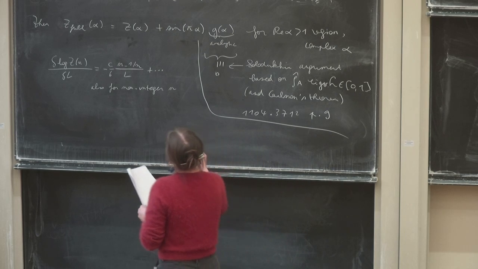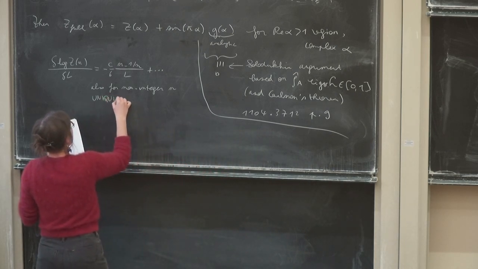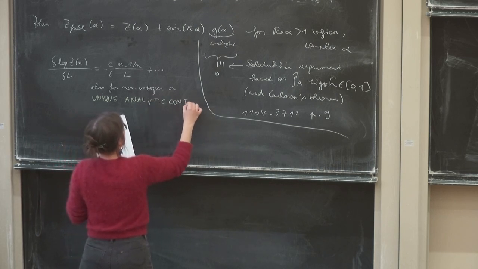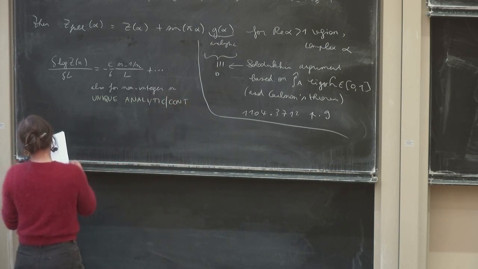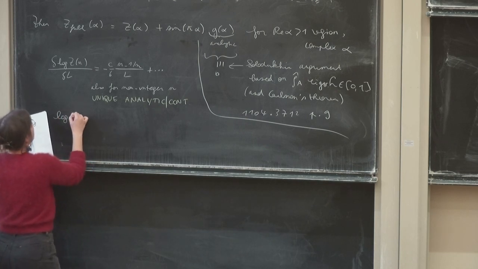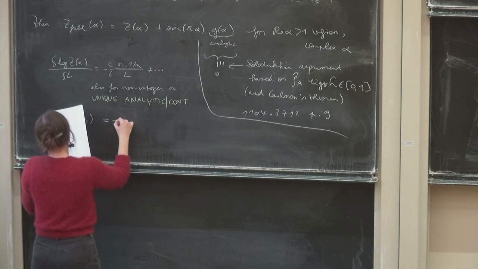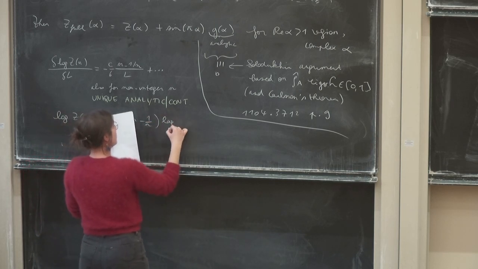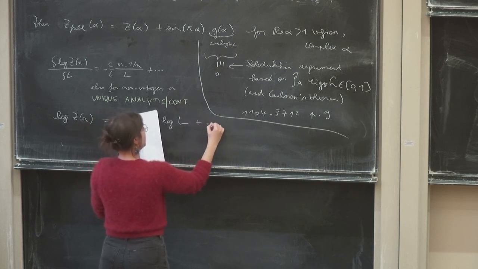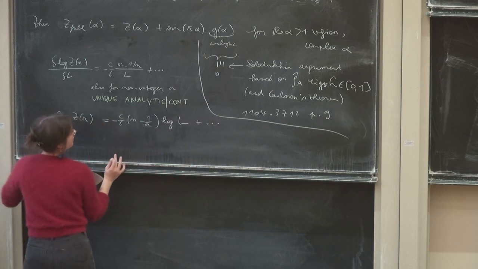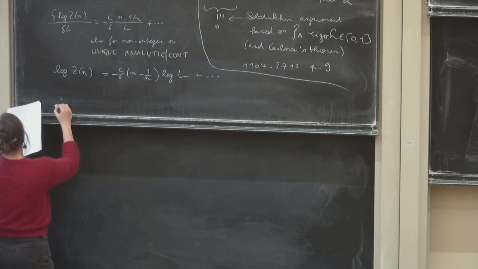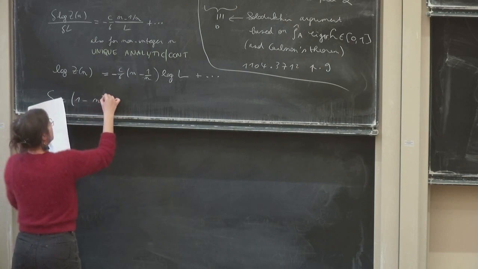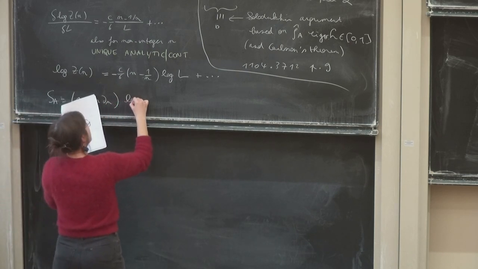So we assume that there's a unique analytic continuation. And then we integrate that to this line, again, plus L independent terms. And now all that's left to do is plug this into the definition for the entropy.